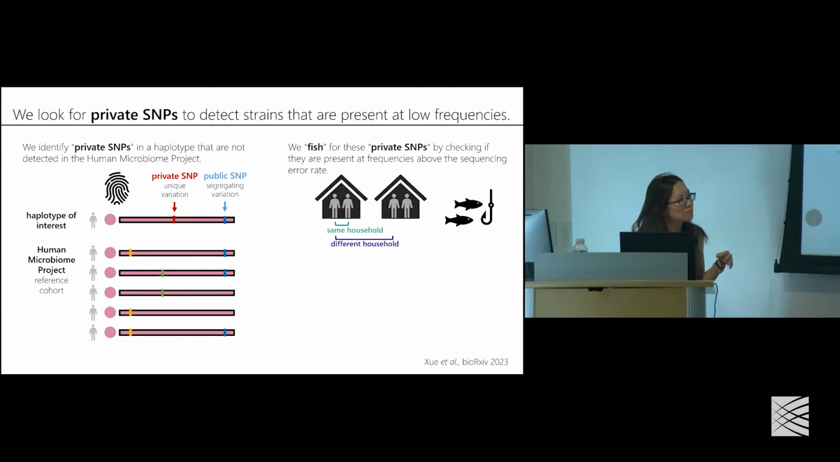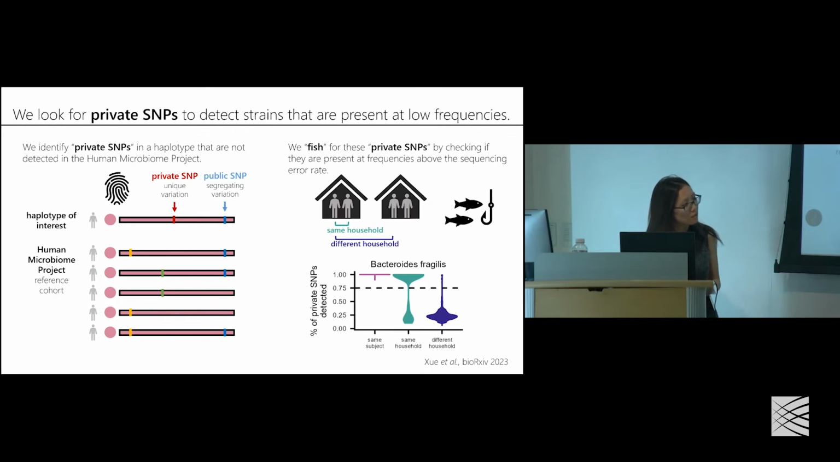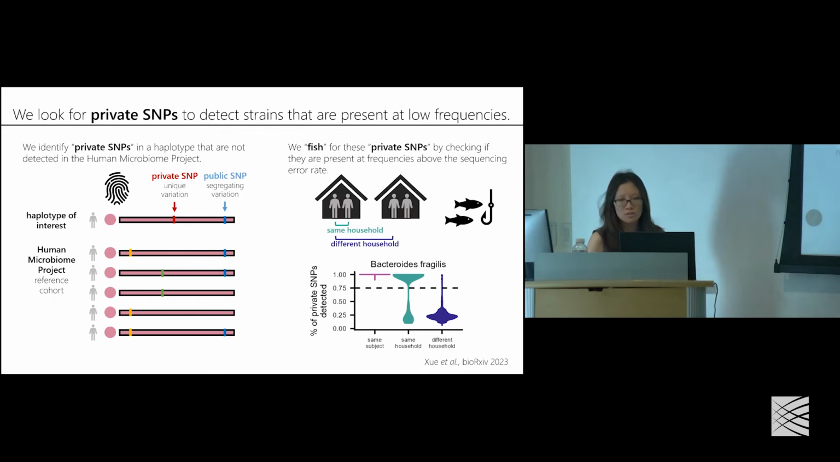And so, again, we can use this kind of comparison for samples within the same household or different households that I told you about. And so we find, as you would expect, that samples from the same subject tend to share basically all of their private SNPs over time. Samples from different households have only a very limited amount of strain sharing. And once again, you can see that samples from different subjects in the same household have this bimodal distribution, indicative that while some people share strains, others have acquired the strains from different sources.